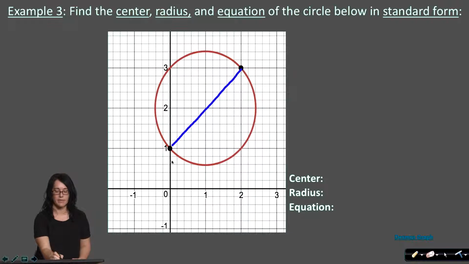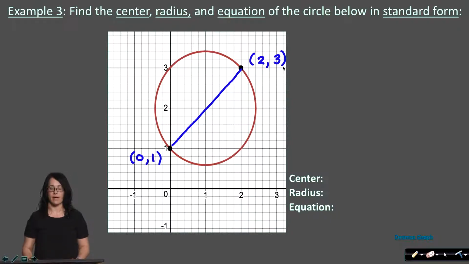And let me go ahead and label what those points are. The first point appears to be at (0, 1). They've just blown up this graph a little bit for us. And the other point appears to be at the x value of 2 and the y value of 3. So I understand what I'm dealing with now. I have 2 points, again, that are endpoints on the diameter. They're asking me to find the center, which we did last time, the radius, which we did last time, and finally the equation of the circle in standard form. So now this problem is identical to the previous problem. So again, feel free to pause the video and try it yourself.